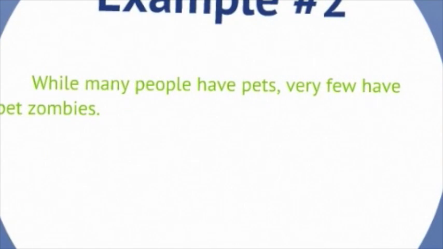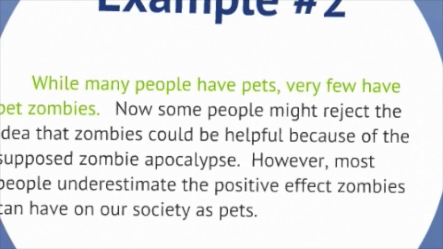Here's another example. If we take the statistic that I used, we can add this. Now, some people might reject the idea that zombies could be helpful because of the supposed zombie apocalypse. However, most people underestimate the positive effect zombies can have on our society as pets. So notice how we go from the general statement at the beginning, the hook, and we're slowly getting closer to talking about zombies as pets.